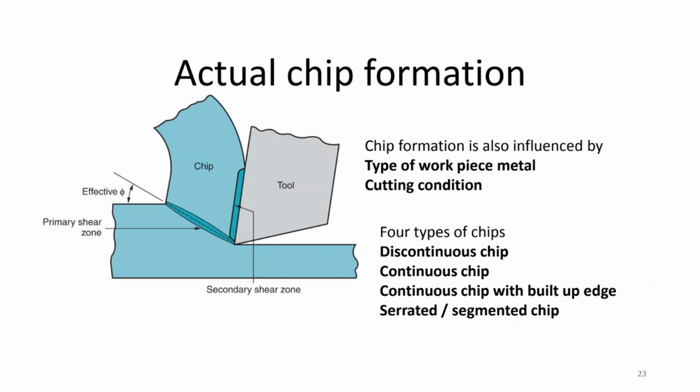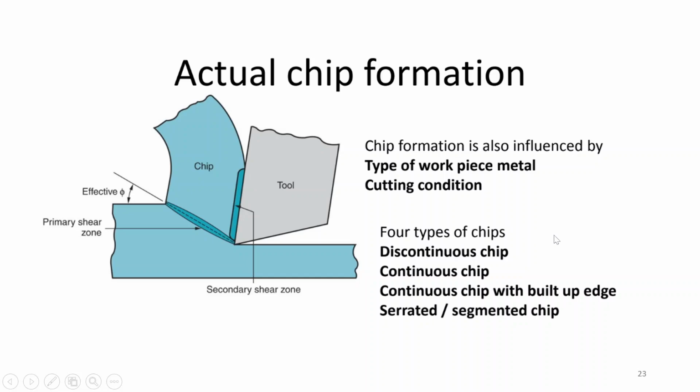Now in case of chip formation, you have a shear zone in between the chip and the undeformed part, and you have a secondary shear zone in between the chip and tool. Okay, so the primary shear zone will be this, and in between this primary zone and the horizontal part you have the effective shear angle. And chip formation is also influenced by the type of workpiece metal and also the cutting conditions.